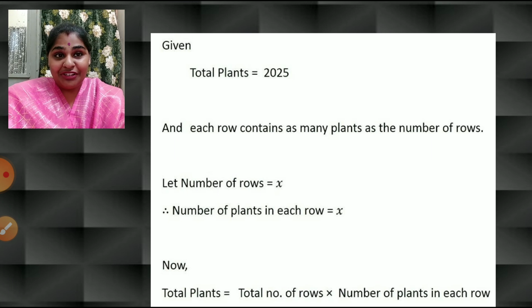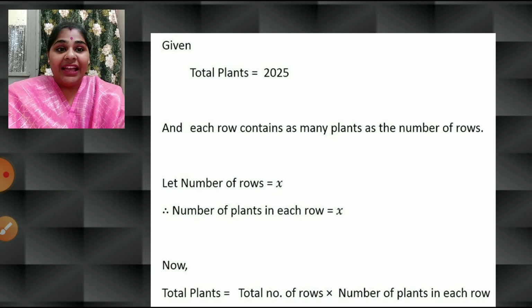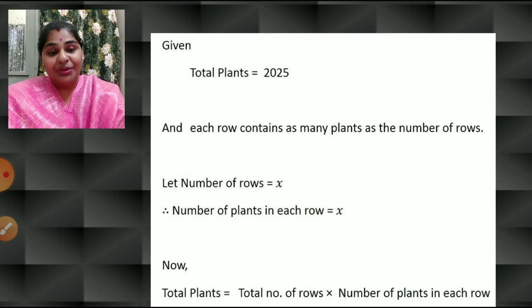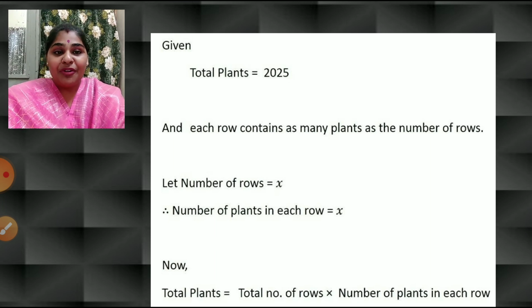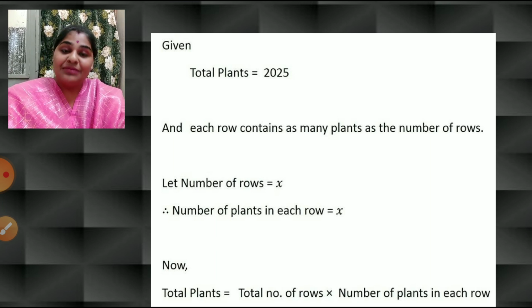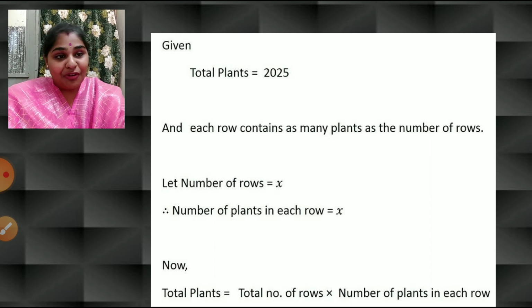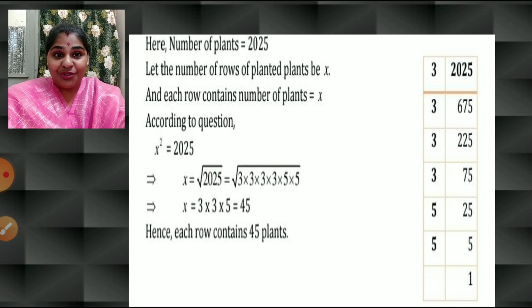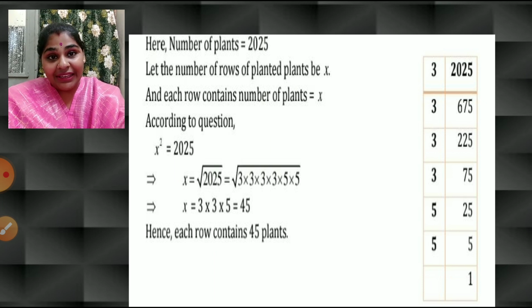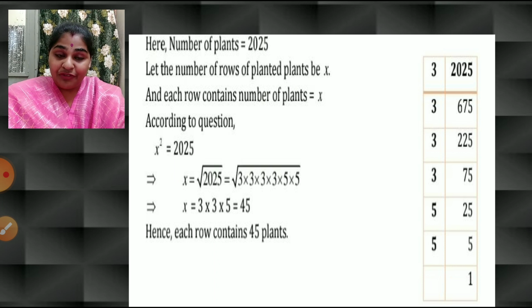So here given total plants is equal to 2,025 and each row contains as many plants as the number of rows. So let us consider the number of rows is equal to x and the number of plants in each row is equal to x. So now total plants will be, children, total number of rows multiplied by number of plants in each row. So that means 2,025 is equal to x square.